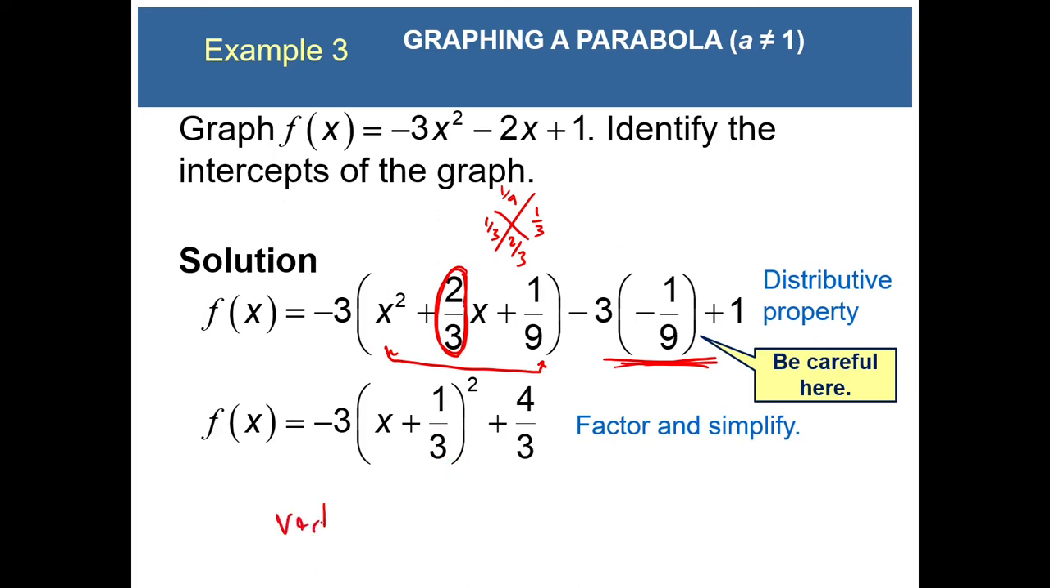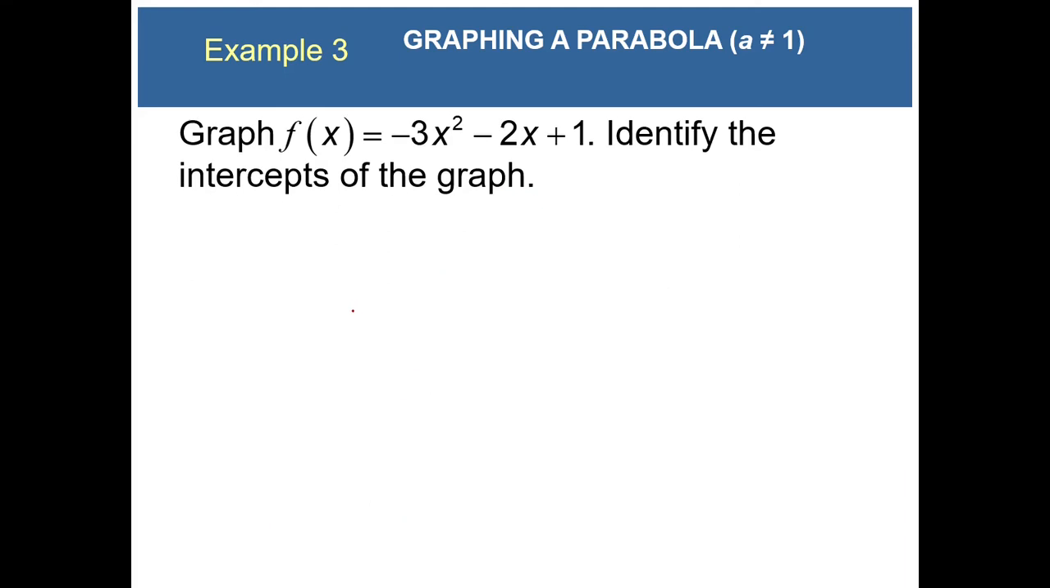And so you can see that our vertex is the point 1/3 comma 4/3. Actually, it's negative 1/3, but since this is a plus sign, we can assume it's actually a double negative. So the vertex is negative 1/3 comma 4/3. So let's find the intercepts of this graph now.